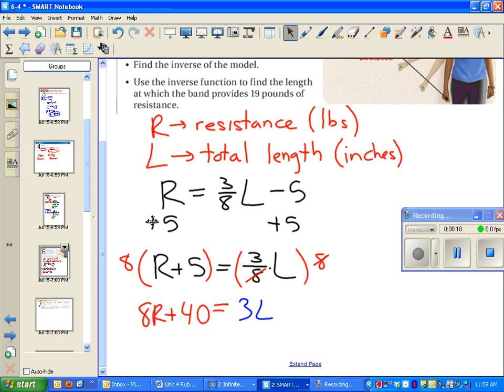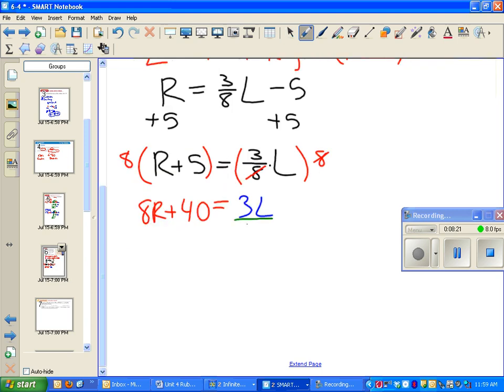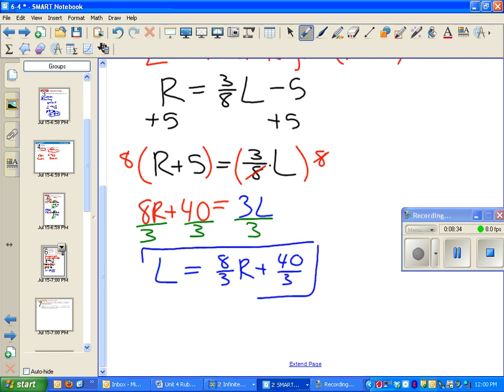And then to get L by itself, since it's multiplying, we're going to do the opposite and divide everything by 3. So now we have L is equal to 8/3 R plus 40/3. Okay, so that is the inverse. So we just solved for the total length.